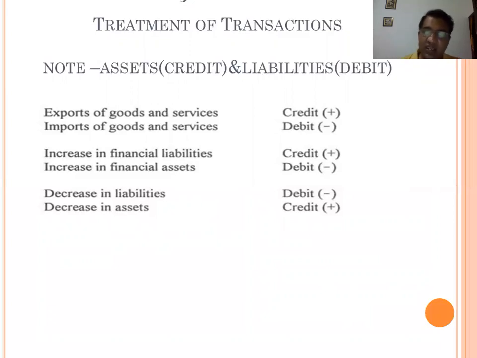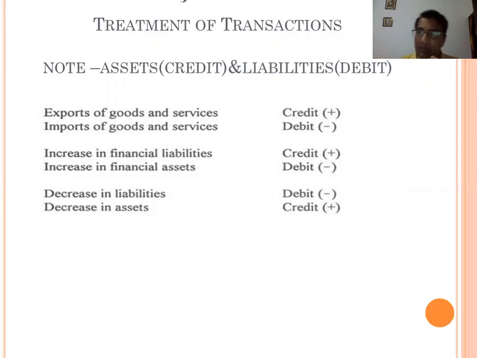In the same way, increase in financial liabilities. Now how do financial liabilities increase? If we receive money, like in a capital account, if we take a loan from another country, at that time we are receiving money, but it increases the liabilities, so it will be recorded in the credit side. But increase in financial assets, we are paying a loan to another country, so our payment is going, meaning outflow of money is there, but it increases the assets, so it will be recorded in the debit side.